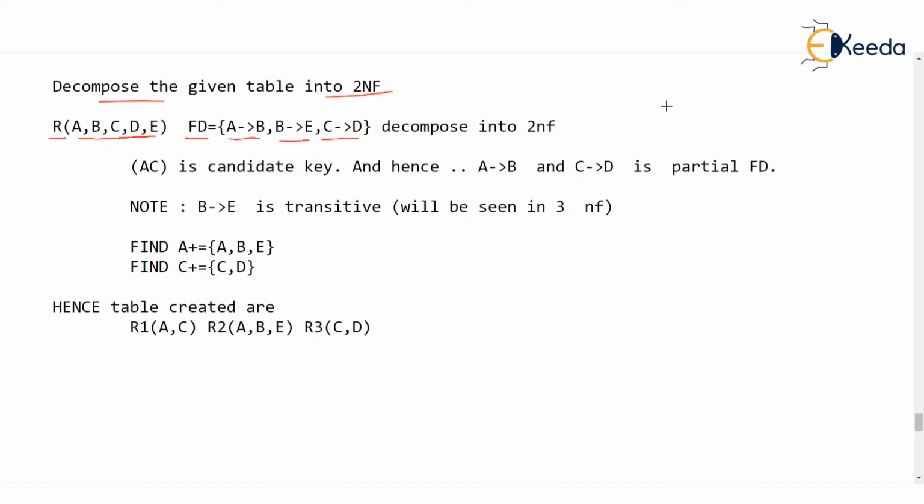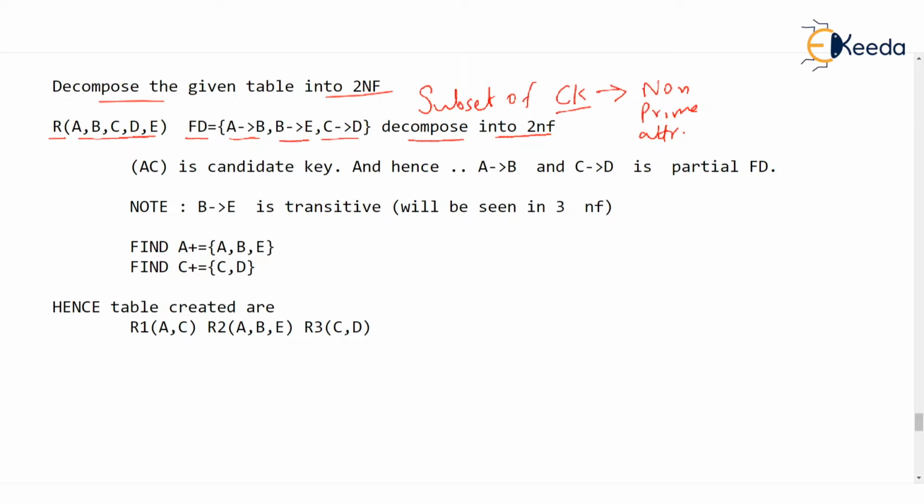First of all, you have to check whether this is not in second normal form. Now, when is a table not in second normal form? Yes, if it has any partial dependencies. What do you mean by partial dependencies? Partial dependency means any subset of candidate key determines a non-prime attribute. So first of all, you will have to find out who is the candidate key in this table.